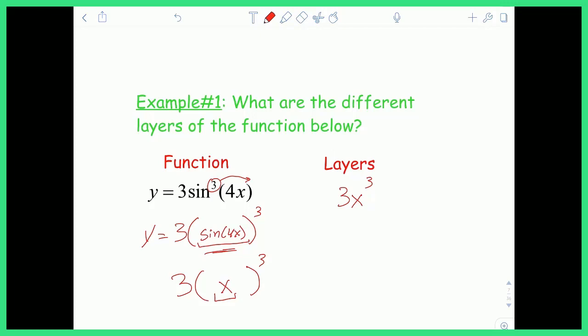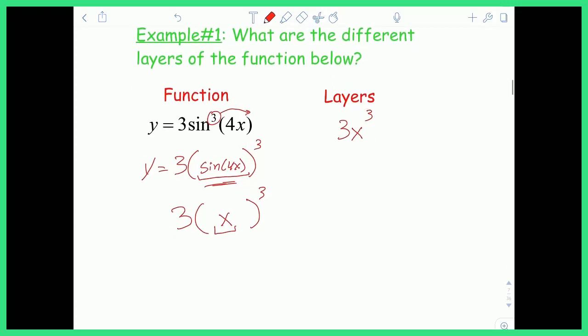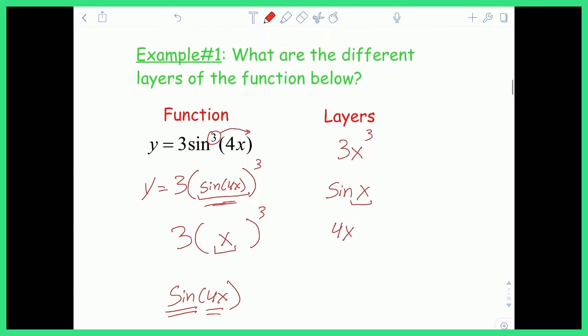You have to remember, though, that sine of 4x is actually a two-layer function, because the outermost layer of sine of 4x is actually just the sine of x, right? Sine of x. And then the innermost layer of that is this angle here. What is the angle in this problem? It's actually 4x. So this is a three-layer function.